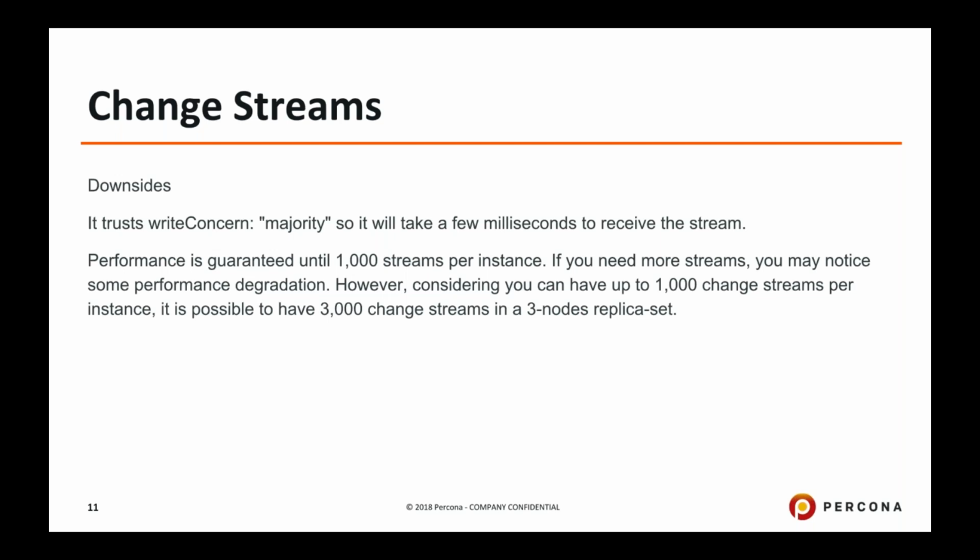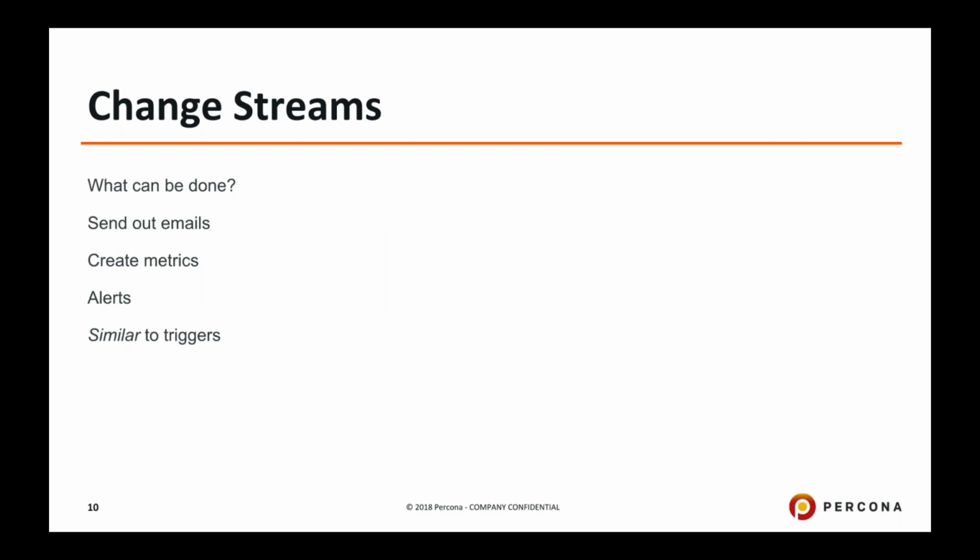But in my opinion, it's completely acceptable because you are trading speed for consistency, and I prefer to read consistent data. You may ask me what can be done with that. Like I mentioned, it's completely okay to send emails. So we have a listener, and then you send out emails. You can create metrics, say how many times a document has been updated in the database. So you can have a listener with the Changestream increasing a value in another collection.